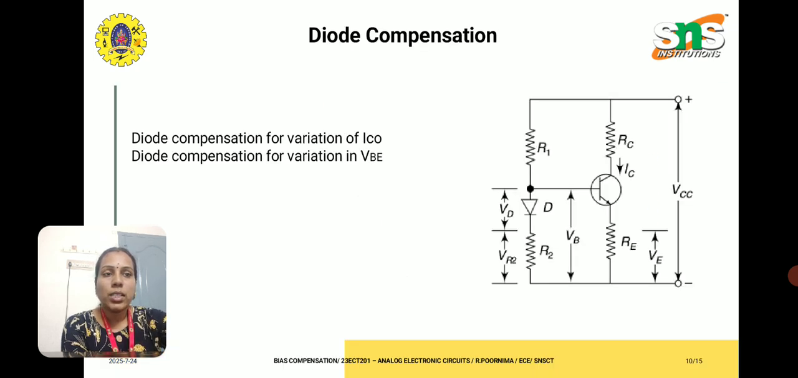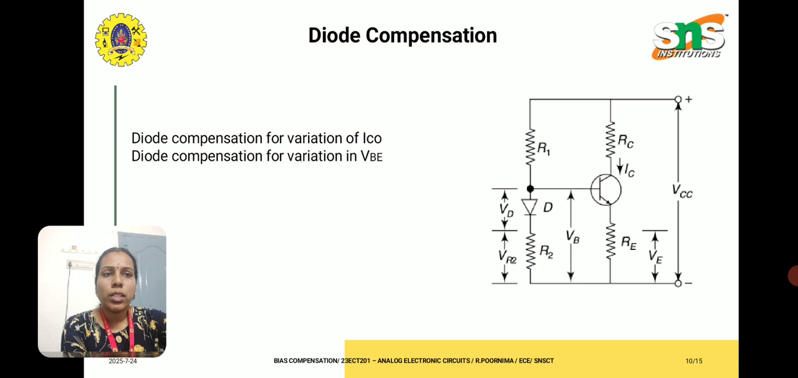And next we can see is the diode compensation circuit. This diode compensation is used to offset the variations due to ICO, which is the reverse saturation current, and also the variation in VBE. These two parameters change with temperature. So when temperature changes, the reverse saturation current and VBE also change. These changes affect the collector current.